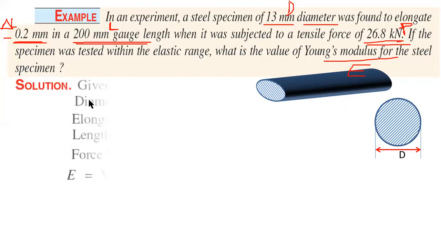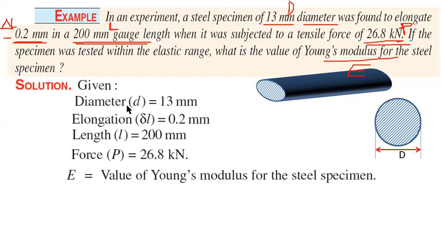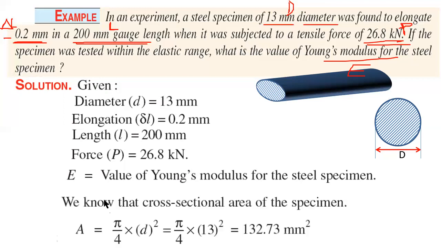Here these are the given values. Diameter d equal to 13 and elongation delta L equal to 0.2. Elongation means change in length. Original length or gauge length equal to 200. Load acting on the bar equal to 26.8 kilonewtons. Here Young's modulus of the specimen, capital E, you have to find the value of capital E. Now, first of all, you have to find the cross-sectional area of the specimen.